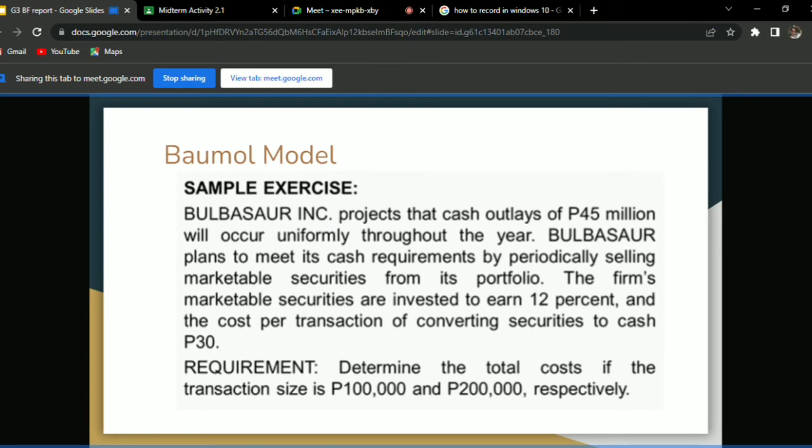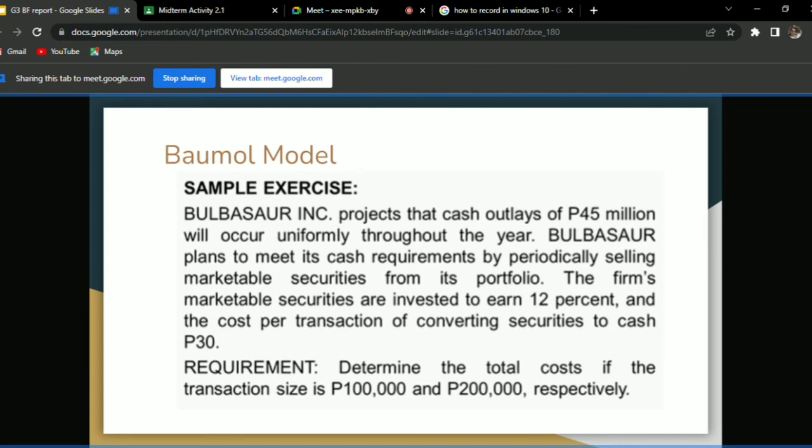So, para mas masabtan, let's have a sample exercise. Bulbasaur Incorporated projects that cash outlays of 45 million will occur uniformly throughout the year. Bulbasaur plans to meet its cash requirements by periodically selling marketable securities from its portfolio. So, nag-need ang Bulbasaur Incorporated og 45 million. So, para ma-meet ni siya, nag-plan sila nga mag-sell og marketable securities periodically.